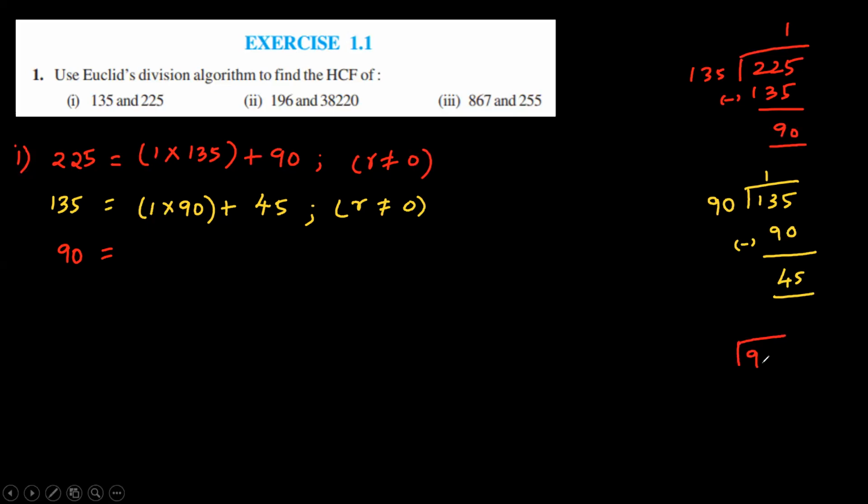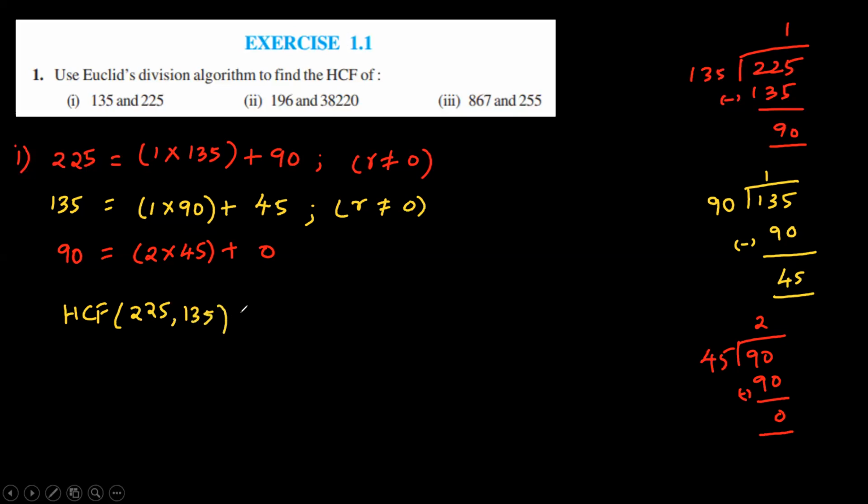When we divide 90 by 45, 45 into 2 is 90, isn't it? When we subtract, we get the remainder as 0. So the process stops here. The quotient is 2, the divisor is 45, and the remainder is 0. We stop the steps here, and the final answer will be whatever divisor you have in the last step. That is HCF of, either you can write in words or in brackets, write always the greater number first and then the smaller number, equal to the divisor you have got, and that's the answer.